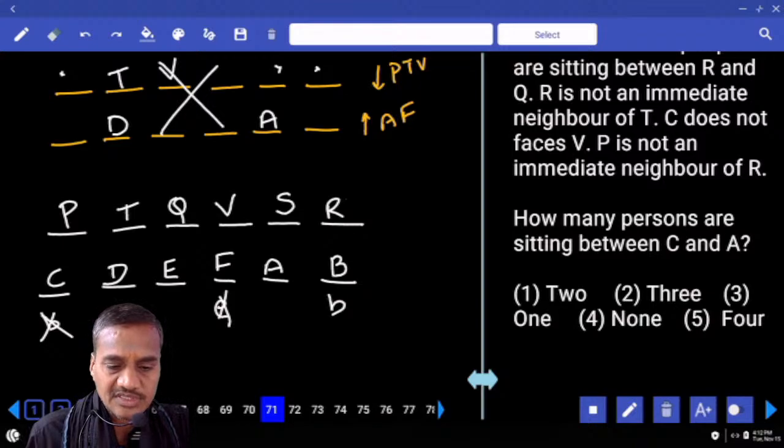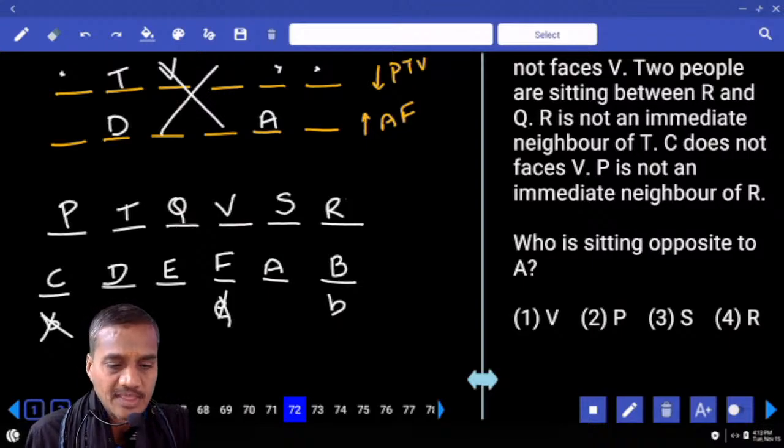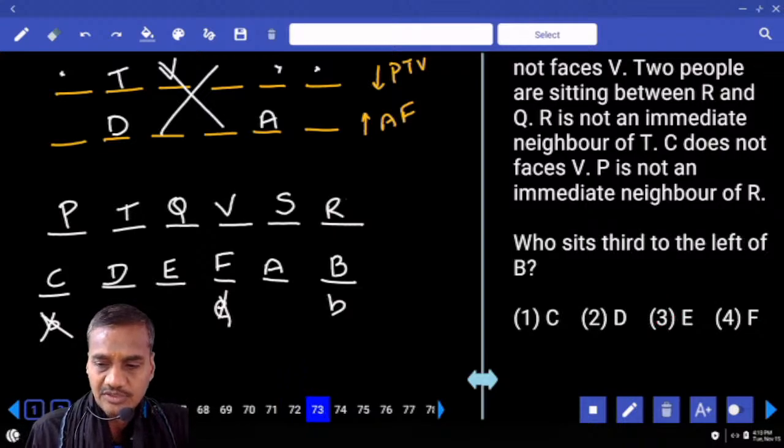Then next one, how many persons are in between C and A? Now in between C and A there are only 3 people. 3, that is choice 2, question number 71. And who is sitting opposite to A? Opposite to A there is S, choice 3, 72. And 73, who sits third to the left of B? Third to the left of B, that is E, choice 3, 73.